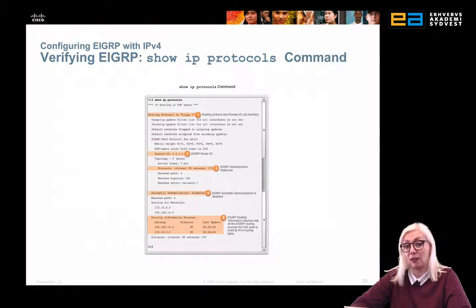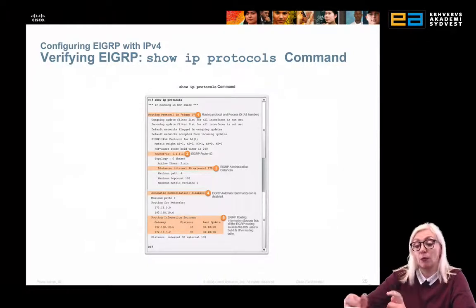EIGRP has a lower administrative distance than OSPF. OSPF has 110 and EIGRP has 90, which means that it will be preferred over OSPF, because it will always choose the one with the lowest administrative distance. The external value here is 170, which means that I have a default route or something that I advertise with my non-EIGRP updates. They have an AD of 170.